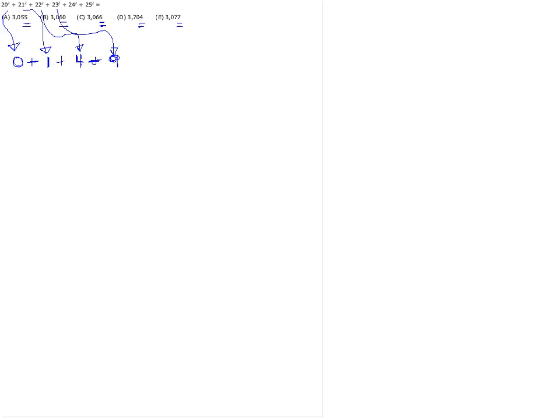Okay? We'll keep adding these in series here. 24 squared, well, because 4 squared is 16, a unit digit of 6, 24 squared must also have a unit digit of 6. Okay, one more, 25 squared, well, because 5 squared has a unit digit of 5, 25 squared must also have a unit digit of 5.